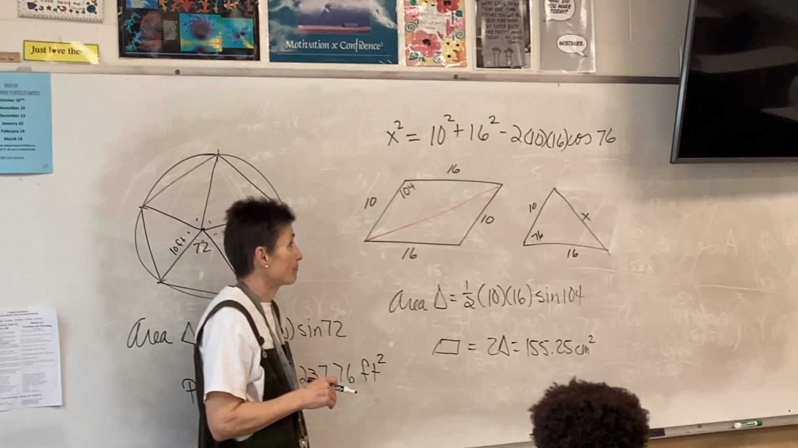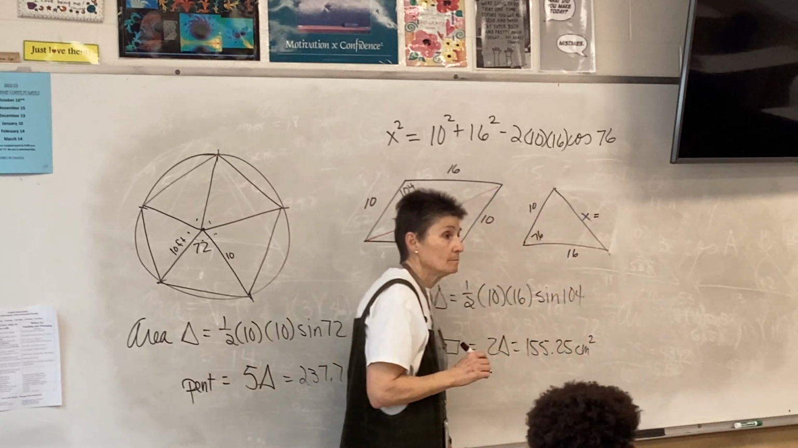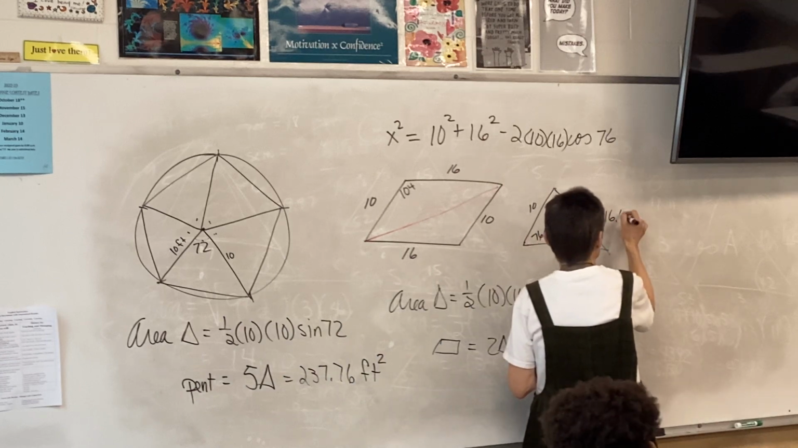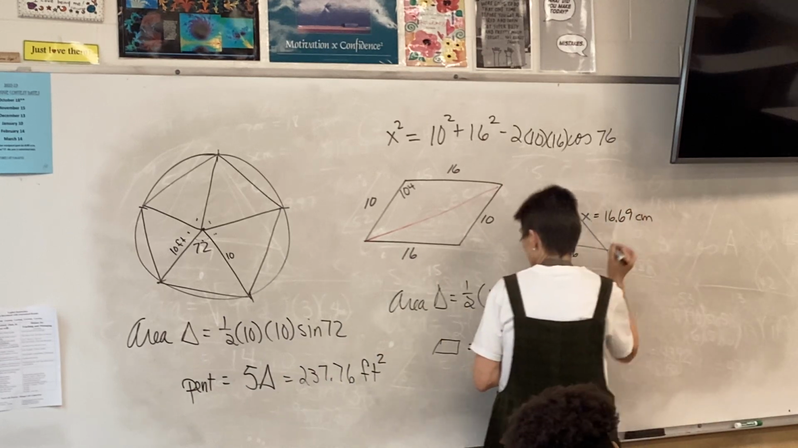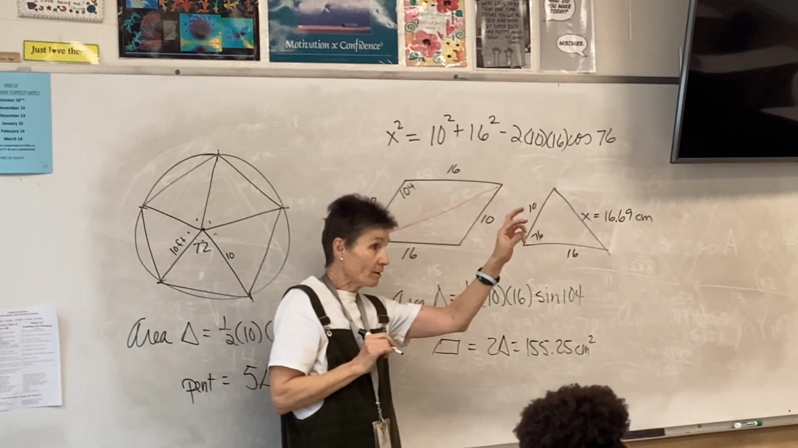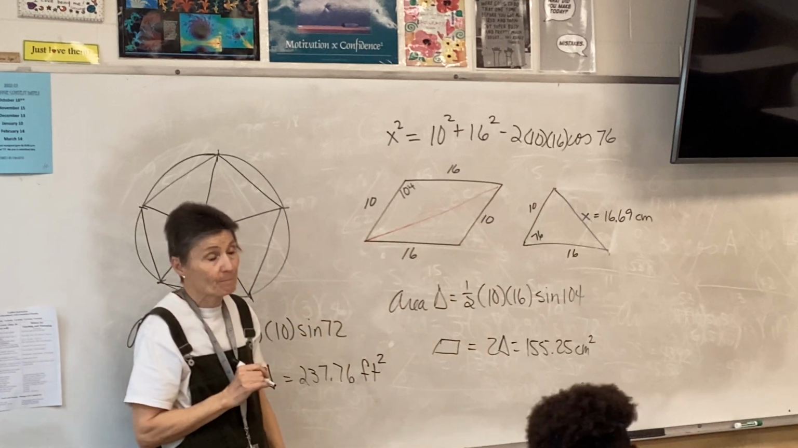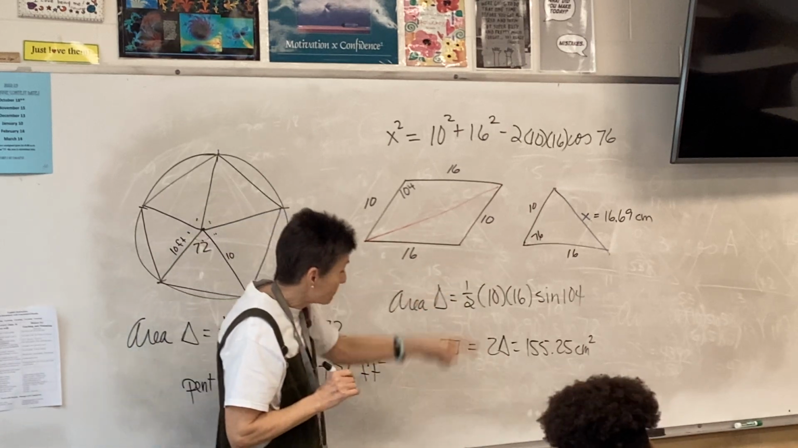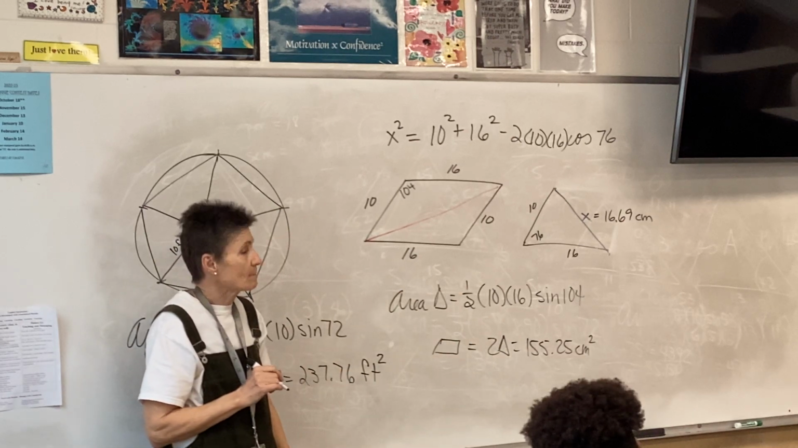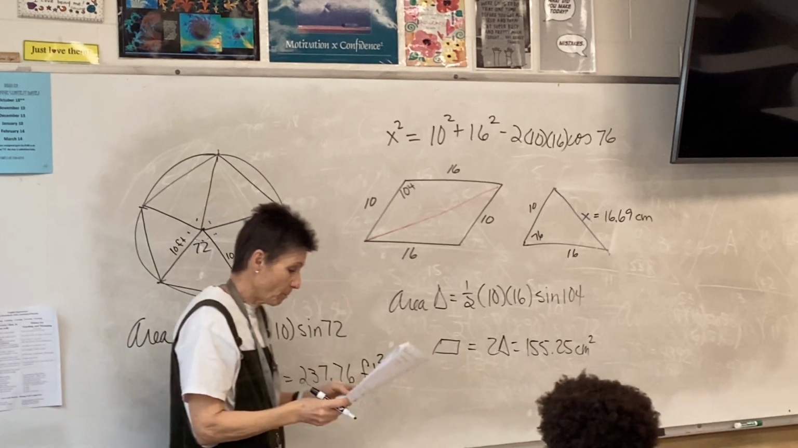What do we get? Did you type it in and square root it? 16.69, and that was centimeters. Remember, area is squared units, length is just regular units, so it's just plain centimeters. Did you get 16.69? Perfect. All right, hurry up. We have one more problem to go.